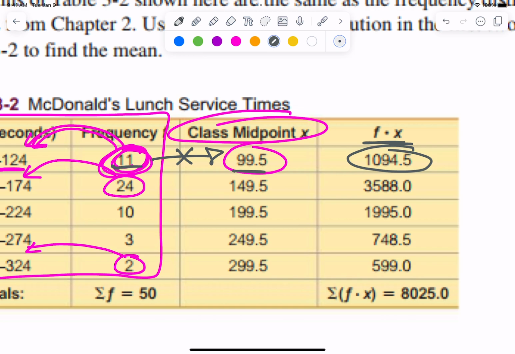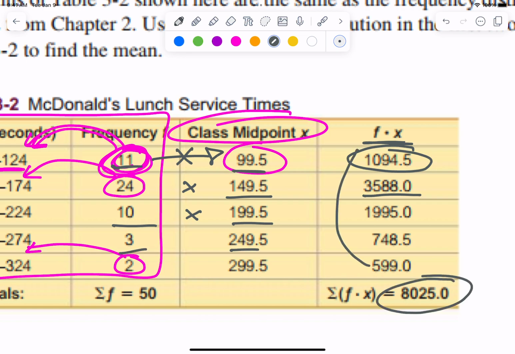If I do that, then I take 24 times 149.5 because that's the midpoint of that, right? And I get this number. And I multiply these two columns together, and then I add these all together, and that is this number. And then what? Divide by 50, because there's 50 numbers.